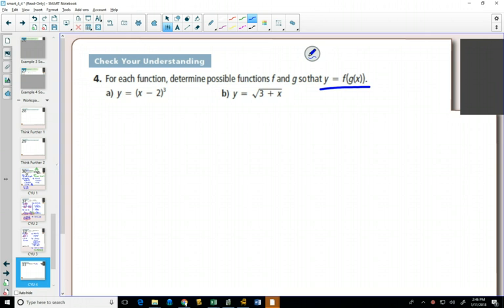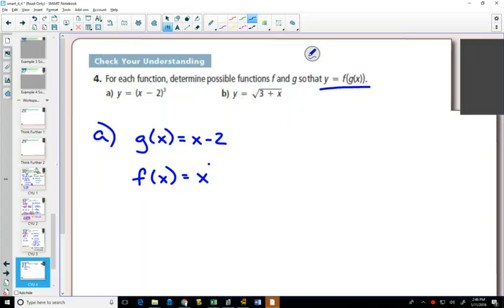And when I'm looking at A, can you see something inside of something else? Can you see an x minus 2 inside something getting cubed? So if you can see that x minus 2 inside something getting cubed, then your inside function will be x minus 2, and your outside function will cube it.